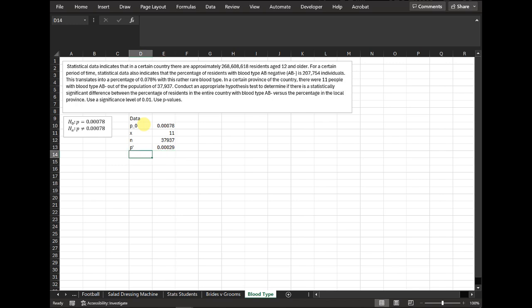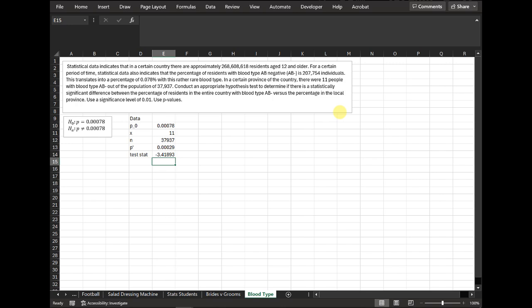Okay, and so from here, we can compute our test statistic. So for our test stat, I start by taking my p prime minus p naught, and then I divide that by the square root of, and now I take my p sub naught times 1 minus my p sub naught, and then I divide all of that by my n. Okay, so there's my test statistic, negative 3.41.